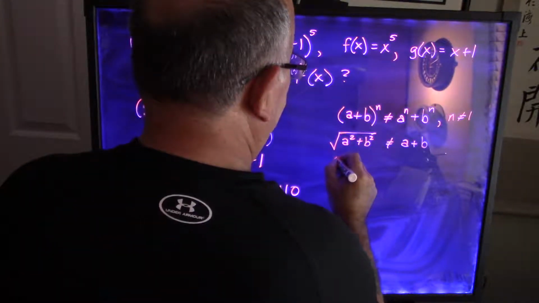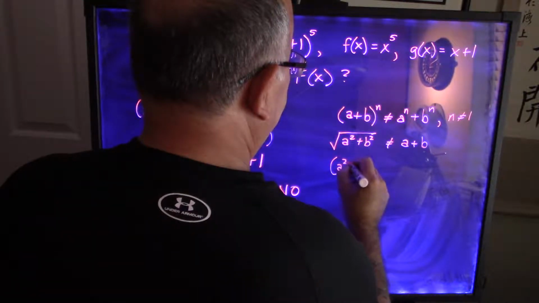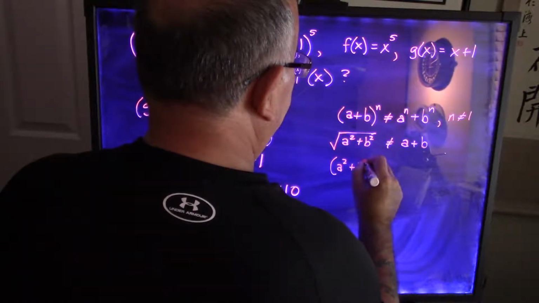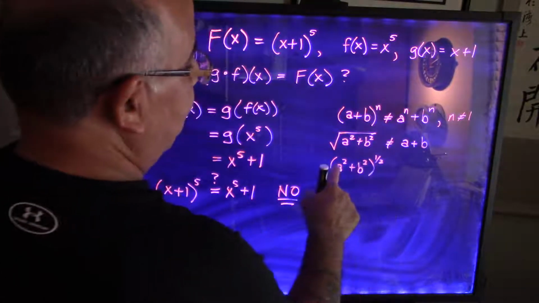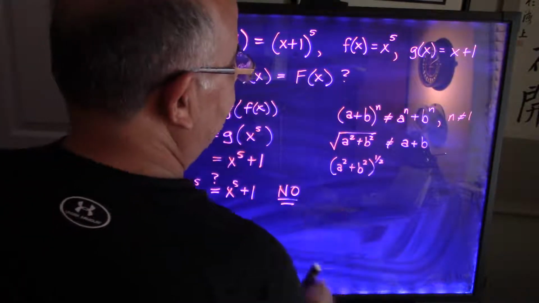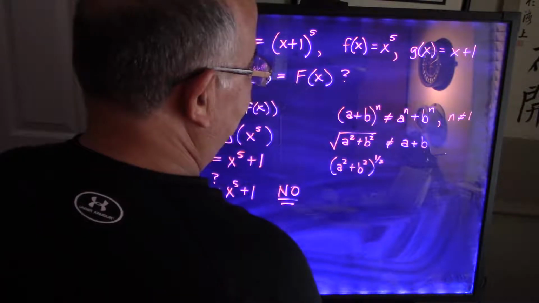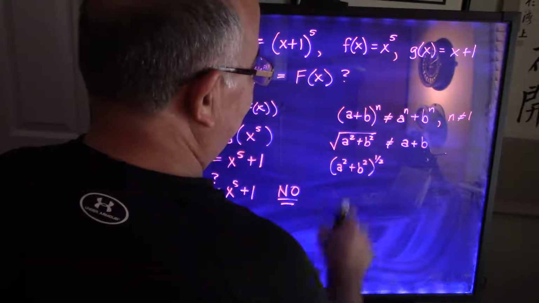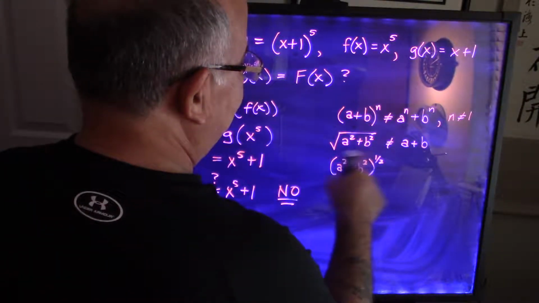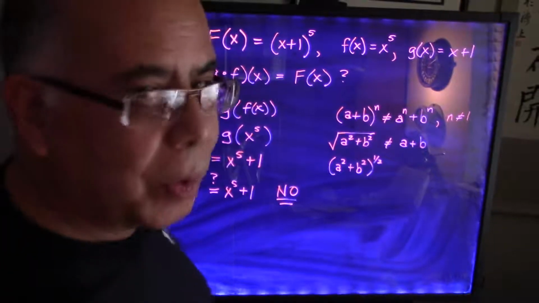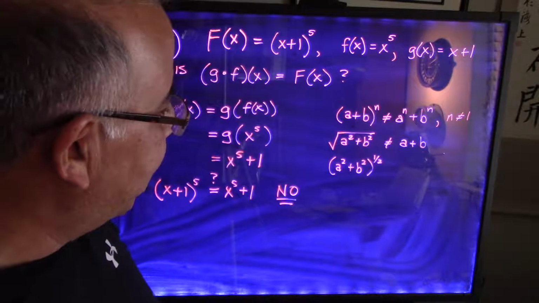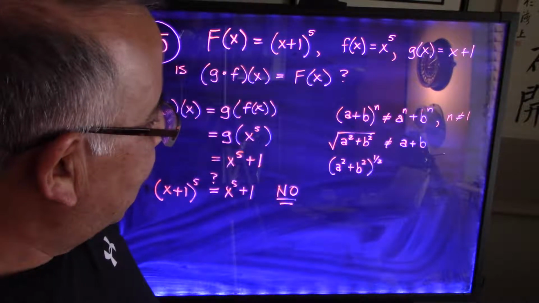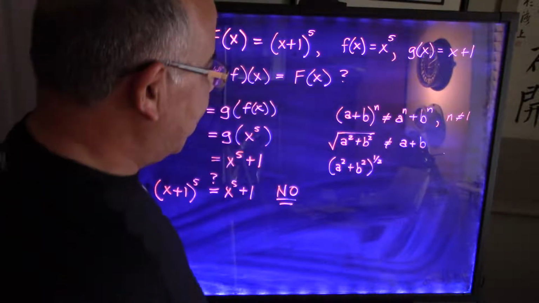In other words, the square root of a squared plus b squared is a squared plus b squared to the 1/2 power. And you can't distribute the 1/2 through there and get a plus b. It doesn't work. So if that's a plus or a minus in there, just leave it be. You can't go any further with that. So be careful of that.